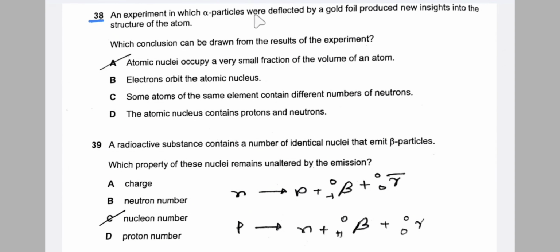Method 8. In an experiment in which alpha particles are deflected by gold foil, which produced new insights into the structure of an atom, which conclusion can be drawn from the result of this experiment? So this is not about the electrons, this is not for a different number of neutrons, and this is not about protons and neutrons. So the correct statement is A, that atomic nuclei occupy a very small fraction of the volume of the atom. Since the atomic nucleus is small, most of the alpha particles remain undeflected and some of them are deflected. That's why the answer is A.